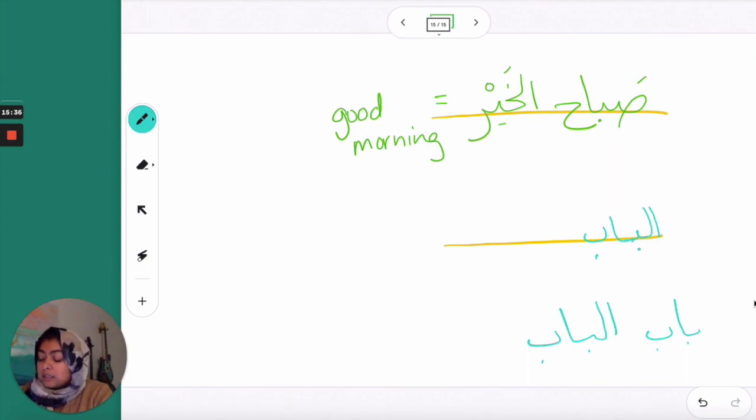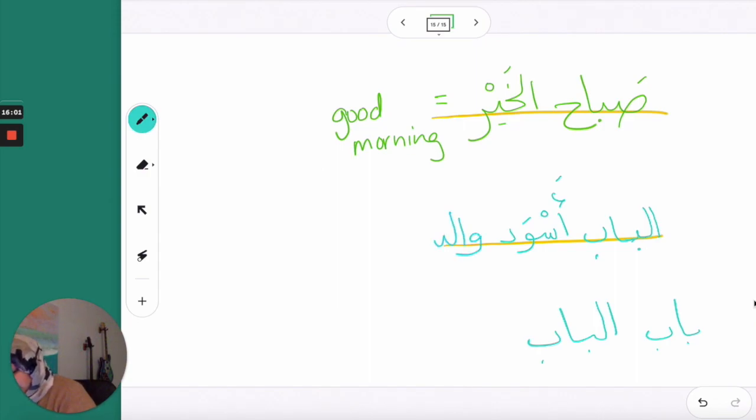You're going to say the door is black. The door is black and the house is white. That's what my house looks like. The door is black and the house is white. So go ahead, write that down and then come back. Al-bab, then we use the color, aswad. Wa for and. Al-bayt, the house. So we're going to put alif lam in front of the word bayt.